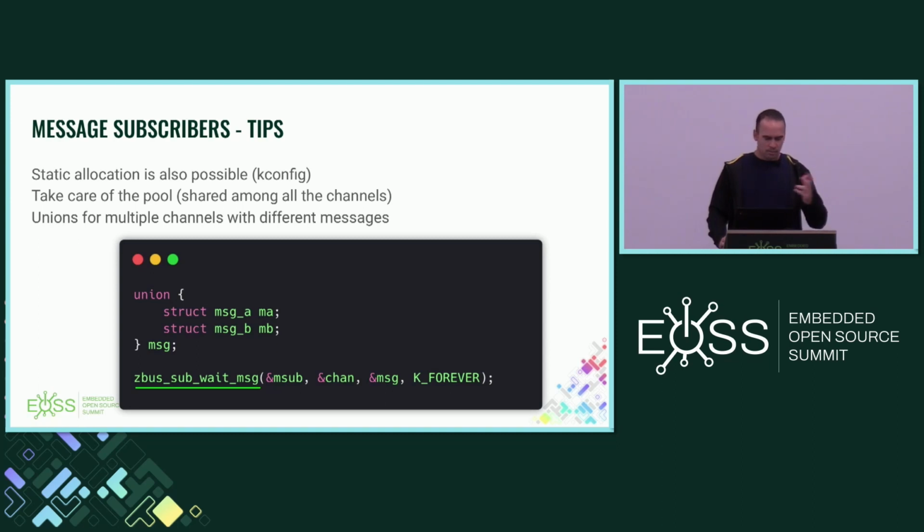And another tip here, we now have a different sub-wait, right? We have zbus_sub_wait_msg. In that case, we receive the channel, but also the message. And if you are observing two different channels, you must be sure that this message is big enough to hold any of those. So using a union like this would be really easy and straightforward. It's not necessary to define manually the size of it, right? I usually use that like this.